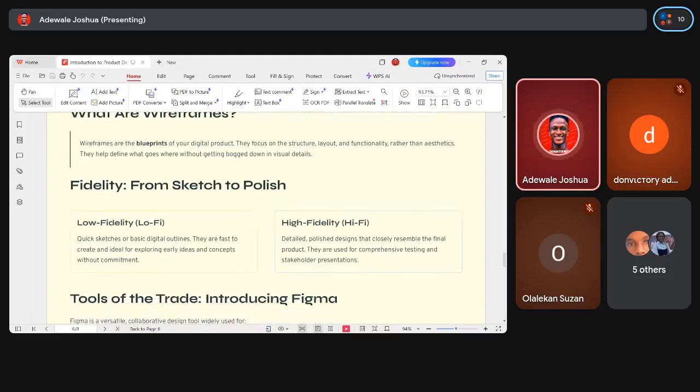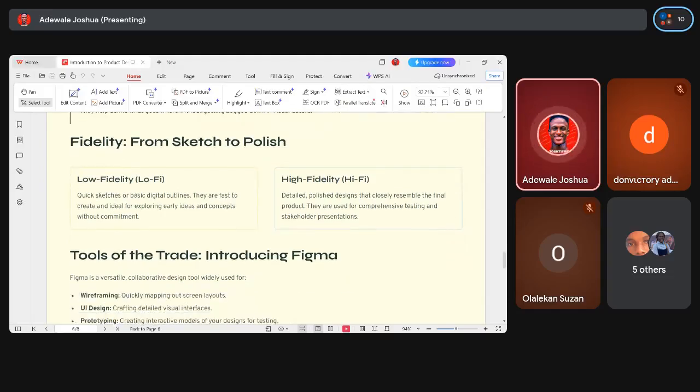Then now we have fidelity, from sketch to polish. We have the low fidelity, which is called lo-fi, and we have the high fidelity, which we call hi-fi. Low fidelity designs are quick sketches or basic digital outlines. They are fast to create and ideal for exploring early ideas and concepts without commitment. So lo-fi designs are easy to create and less stressful.